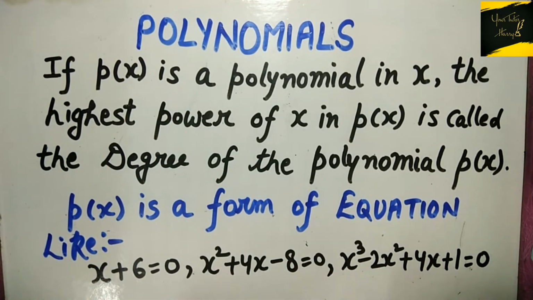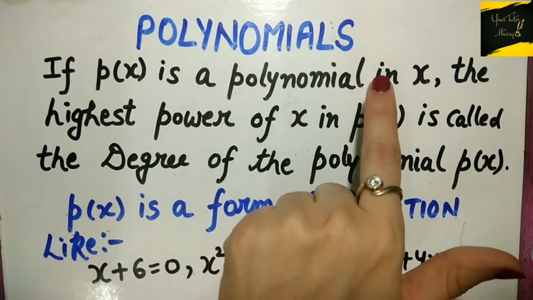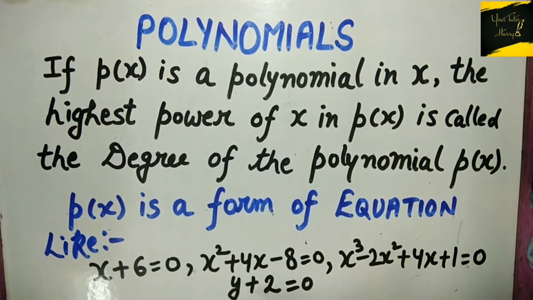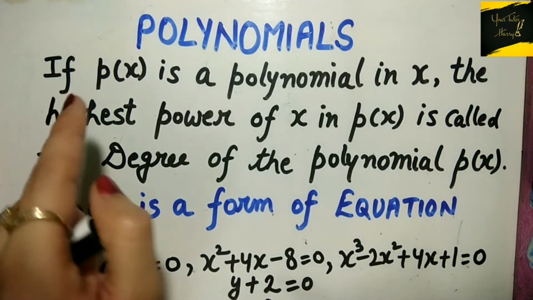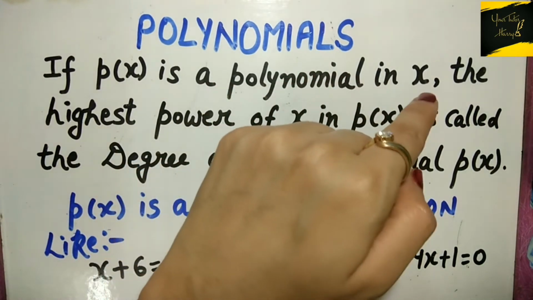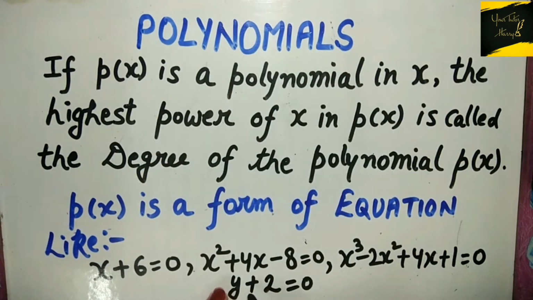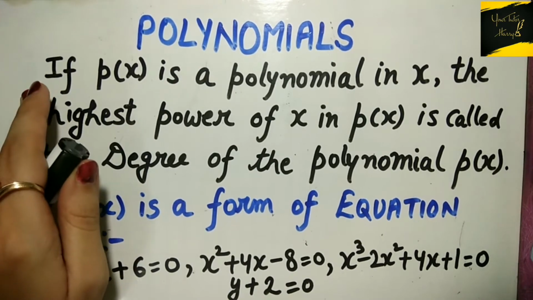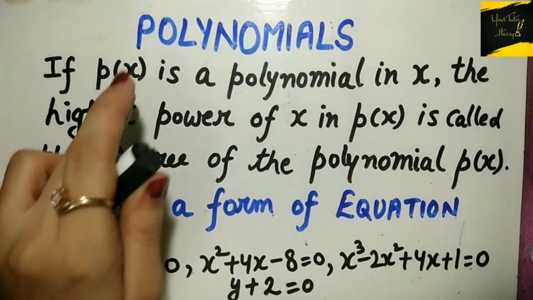So for the degrees, we need to understand this statement. After that, I will clarify what exactly the degree of polynomials is. So p(x) is a polynomial in x. You can see each equation is in the form of x. Similarly, p(y) is a polynomial in y if the equation contains y. But here I have written all the equations in x form. That's why I have written this statement in x form.